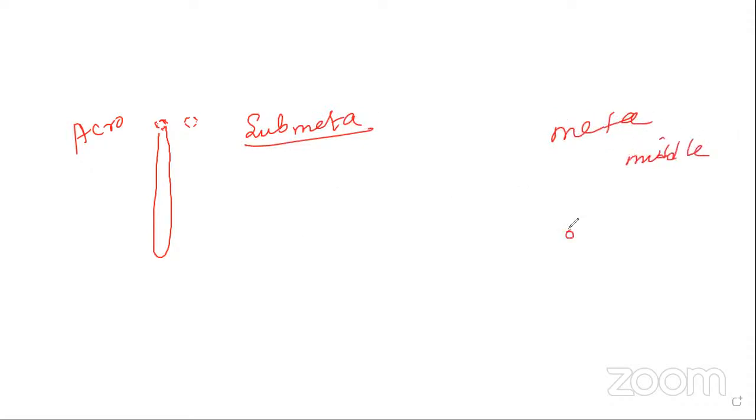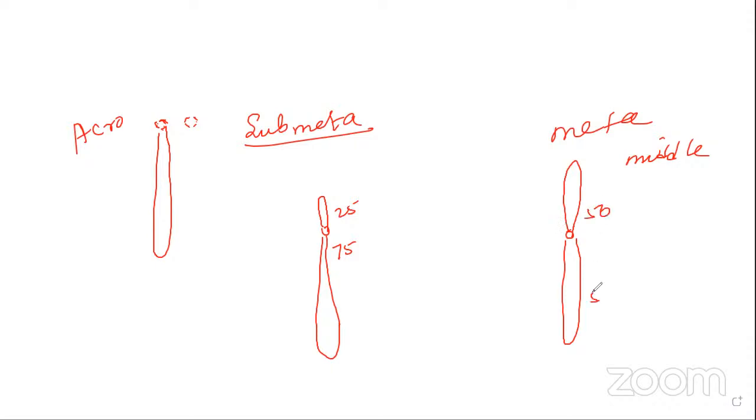Middle means see the structures. This is considered a meta. The centromere will be at the center. Submeta means the arms are very unequal. One is very small, this one is very long. So this is called submeta. Compared to this one, about 70% of the arm is long and 25% is short. In between, here it is 50-50. This is meta, this is submeta, this is acro. So the order is: acro, where the centromere is completely absent, then submeta, and then meta. And they also have V, J, and L shaped structures.